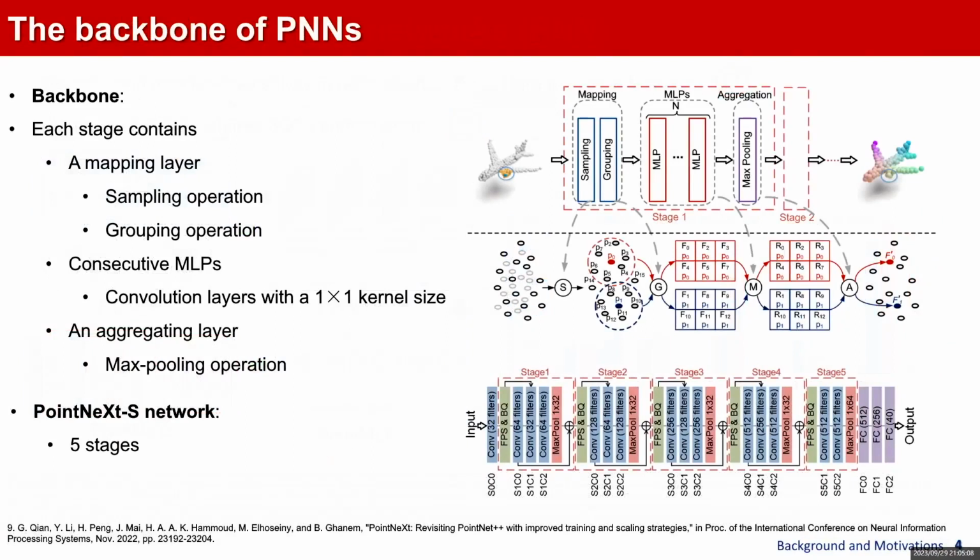Let's focus on the architecture of PNNs. It usually contains several stages, and each stage contains a mapping layer, several consecutive MLPs with 1x1 kernel size, and an aggregating layer, which is usually max pooling. The mapping layer contains sampling and grouping operations and aims to build a relationship between the input and output points. After the mapping layer, the features of input points are grouped, which are convolved through consecutive MLPs to get the output feature group. Then the aggregating layer is performed to get the output features. Here is the architecture of the PointNeXt network as an example, which has 5 stages.